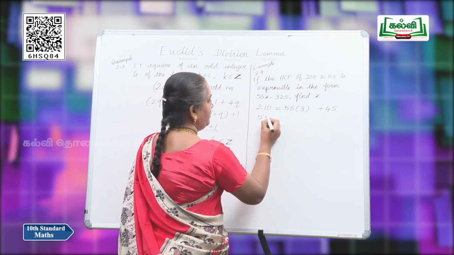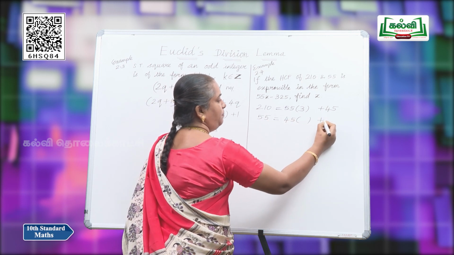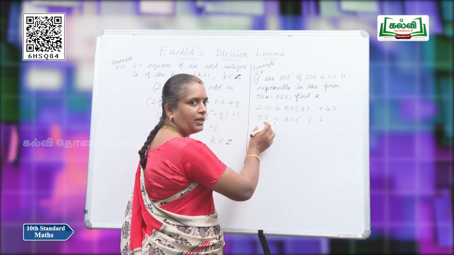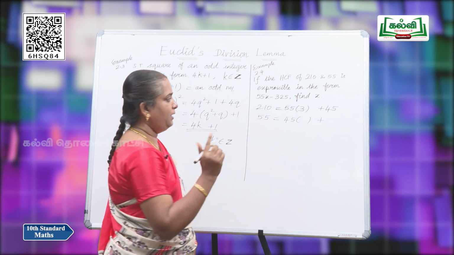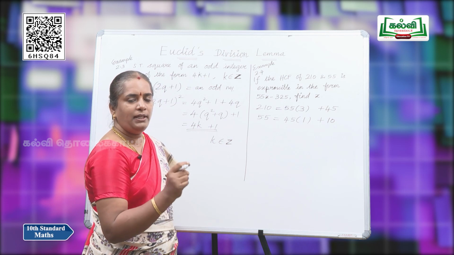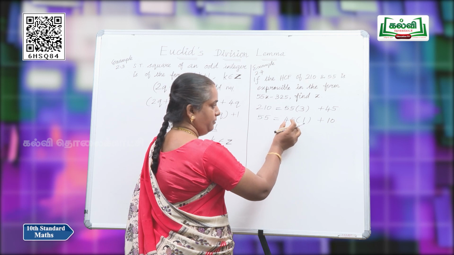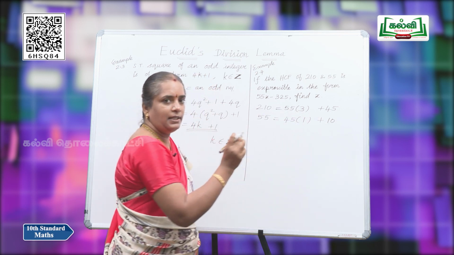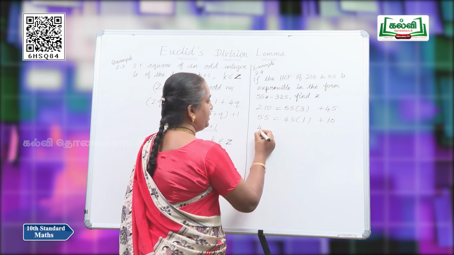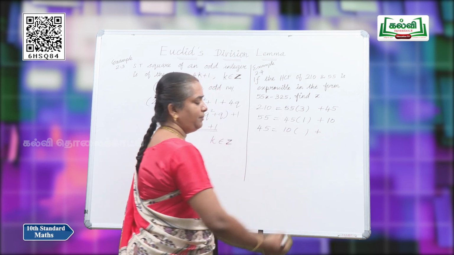So, 55 is equal to 45 into some number plus a remainder. How many 45s are there in 55? Only 1, yes, plus 10 is the remainder. Here remainder is not 0, we have to proceed. So, the divisor is 45 and 10 is the remainder. With these two numbers, we have to use the algorithm. So, 45 is equal to 10 into some quotient plus some remainder.